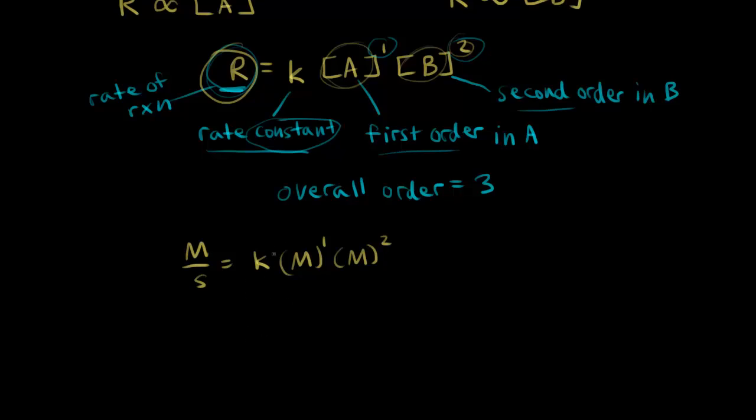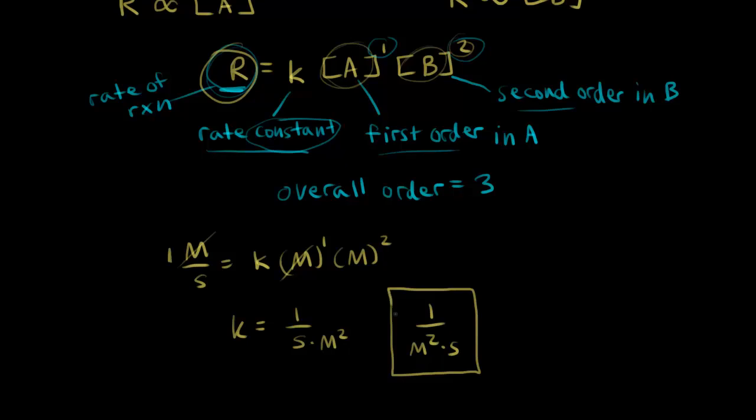So solving for K, you could just cancel out one of these molars and solve for K. On the left, this would be 1 over seconds, and then divide by molar squared. So 1 over seconds times molar squared, or you could write this as 1 over molar squared times seconds. Those would be your units for K for this reaction, with an overall order of 3. But it can change depending on the order.